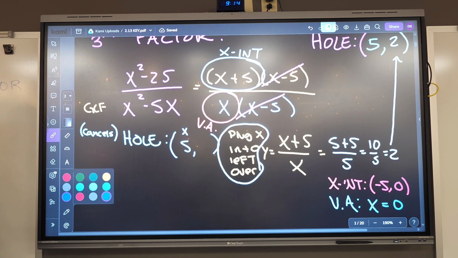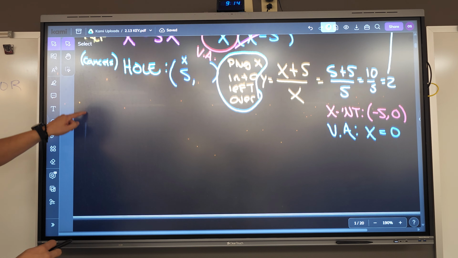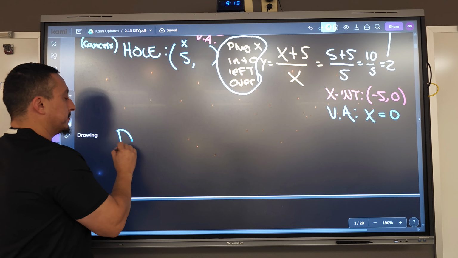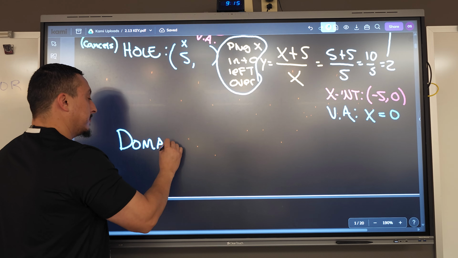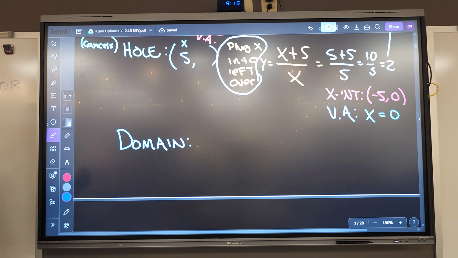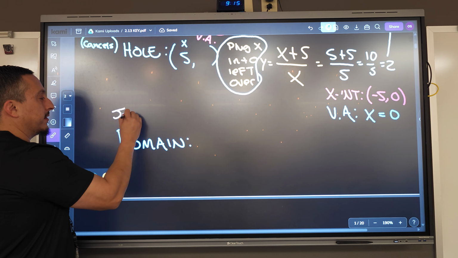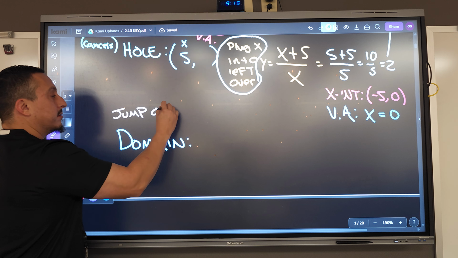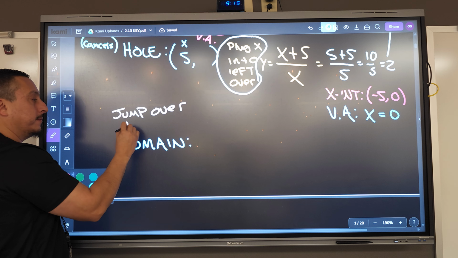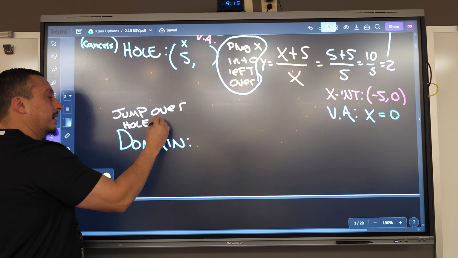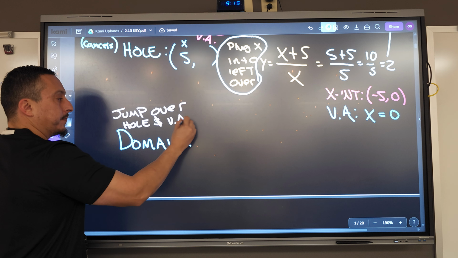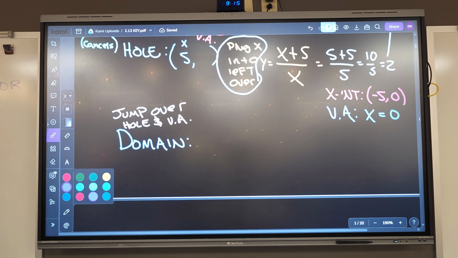Okay, we're good? Any questions, guys? The only thing left is my domain. I have had several questions about domain, so let me clarify. The domain will always jump over, let's put it on here since it's your note, jump over your hole and your VA. That's what it jumps over, because those are called discontinuities.